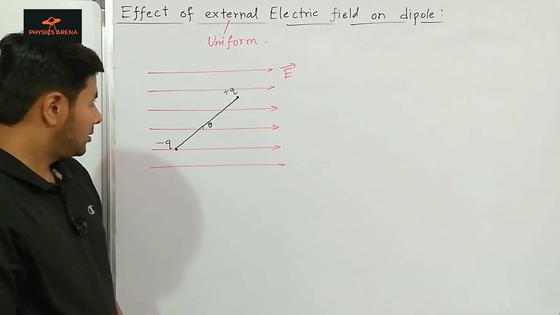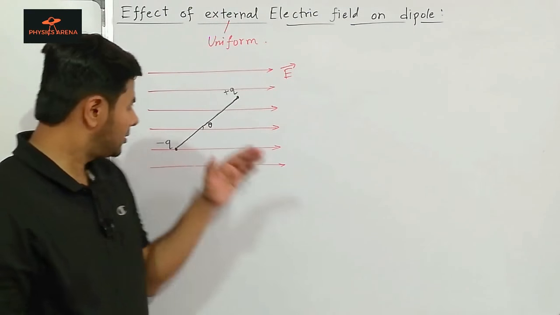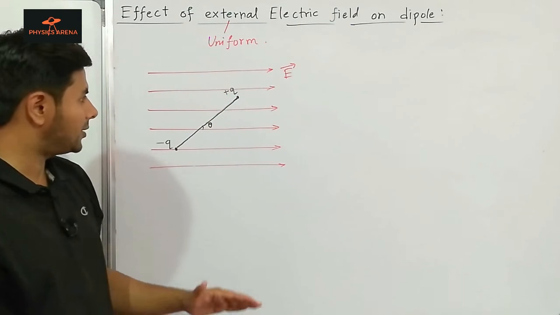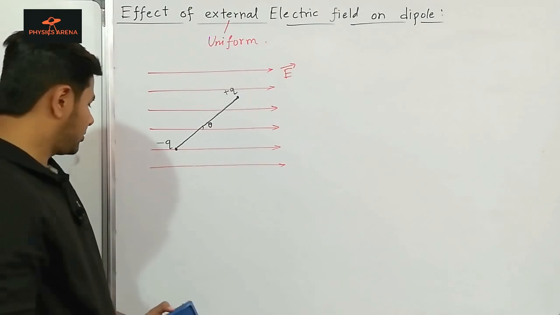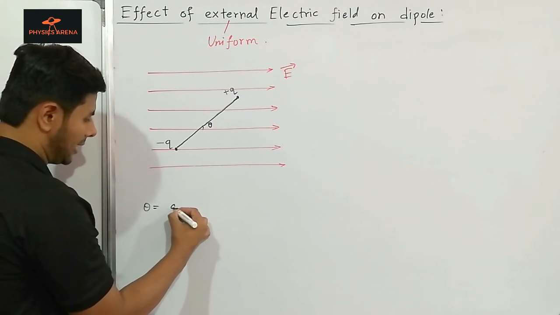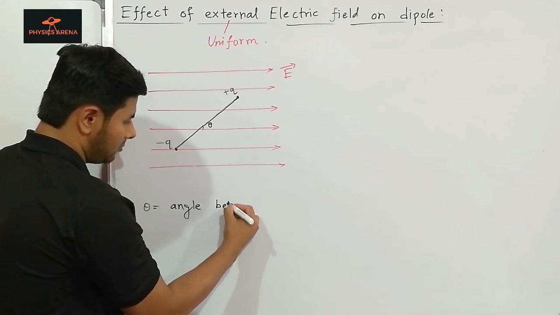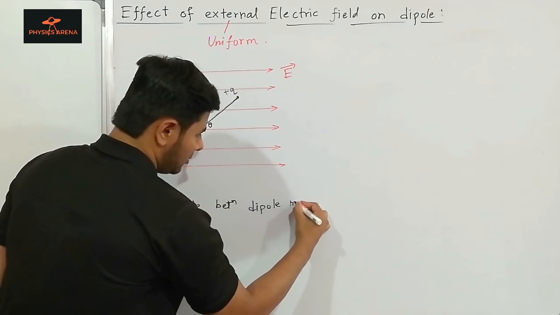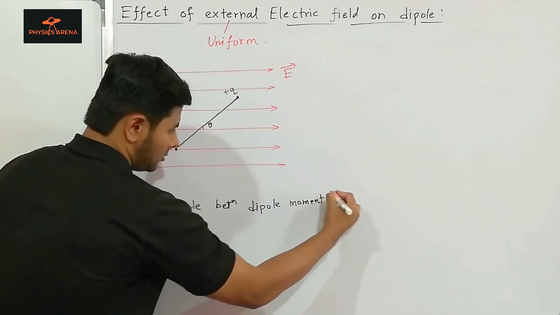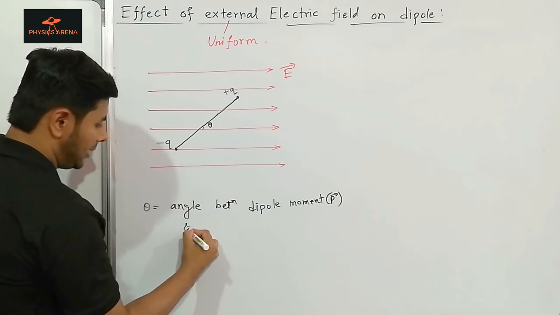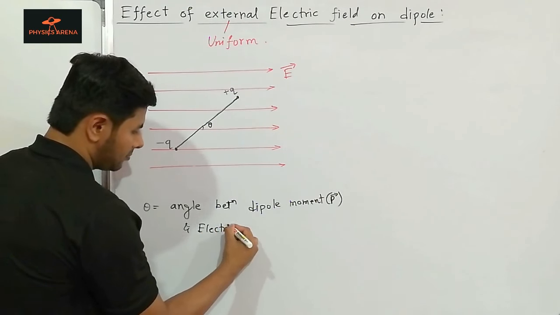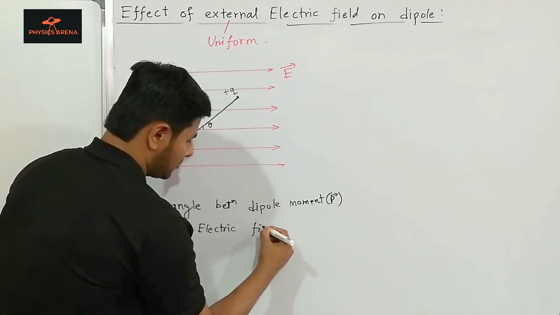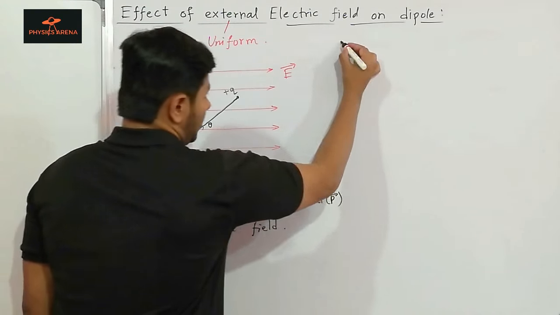Okay, and theta is also the angle between the dipole moment, which will be directed from minus q to plus q, so it is along this direction, and the electric field. So theta is the angle between the dipole moment p bar and the electric field.